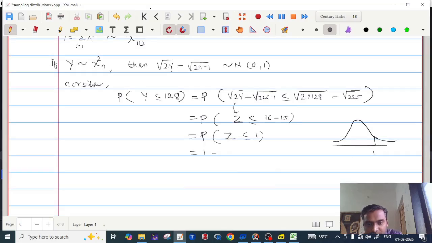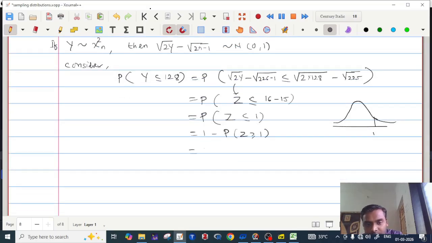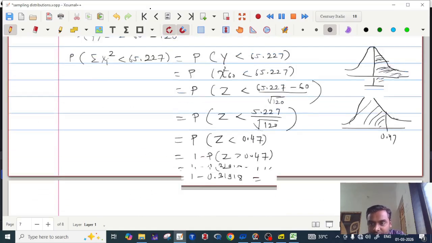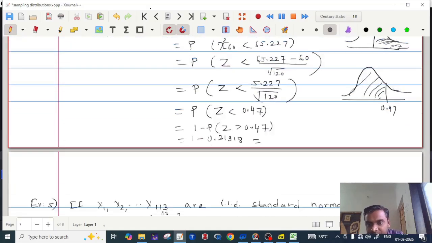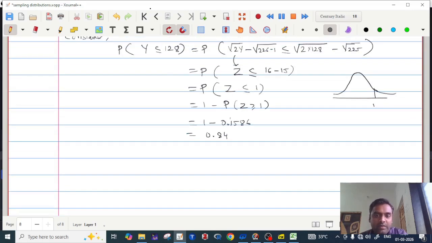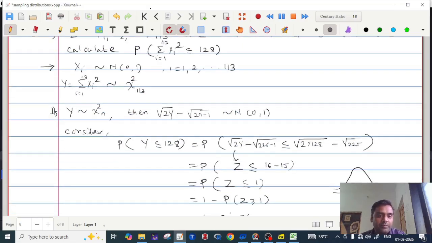It is nothing but 1 minus the probability of Z greater than 1. Say this probability will be C, as we have discussed here. I know this probability, 0.1. This way we have to solve this problem.